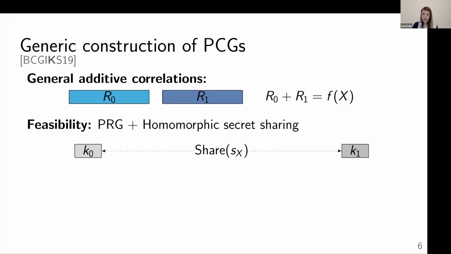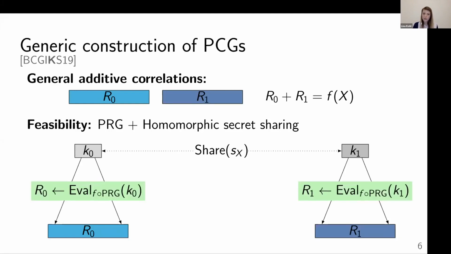Now, instead of sampling X, we can sample a short seed of X and share this with the homomorphic secret sharing scheme between the two parties. Then, using the homomorphic secret sharing scheme, we can evaluate first the PRG and then the function f that we care about, the correlation we care about, on the shares. By correctness of the homomorphic secret sharing scheme, we will have that R0 plus R1 equals f of PRG of the seed of x, so f of x.